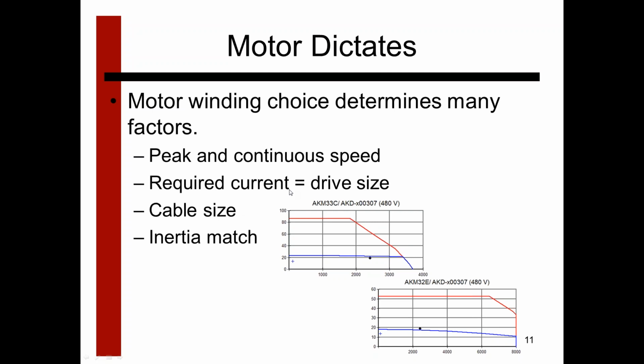A lot of people know it as stack length, the overall length of the motor. As you get more torque out of a motor, often they add multiple stacks, so a motor gets longer. So a motor winding could dictate an inertia match even. A quick glance at the charts show they seem a little similar, but if you look closer, you notice the first top motor is really a 2,000 RPM rated motor. The bottom motor is actually a 6,000 RPM rated motor.